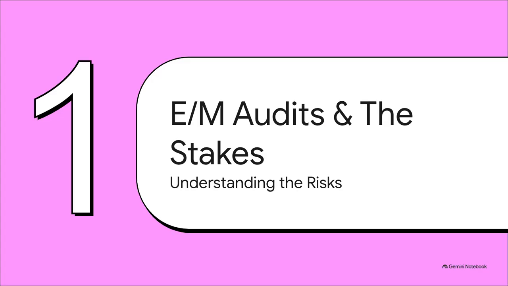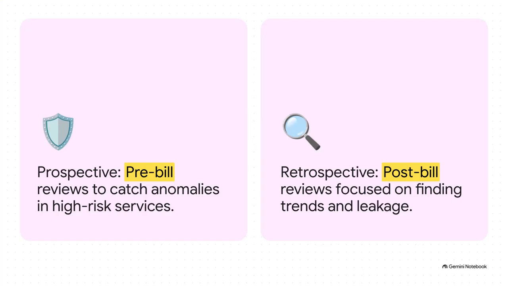Section 1, EM audits and the stakes. So, government and commercial entities are looking very closely at your data. We're talking about government fraud contractors like UPICs and ZPICs, recovery audit contractors, and commercial payers' special investigation units. But the good news is, we can intercept issues before they become absolute disasters. We do this through two main avenues. Prospective audits act as your pre-bill shield, catching anomalies before a claim ever goes out the door. Retrospective audits, on the other hand, look backward, post-bill, to uncover historical trends and find hidden revenue leakage.